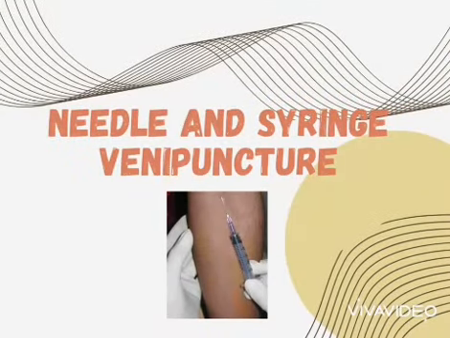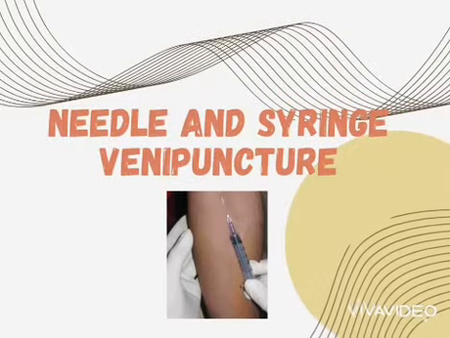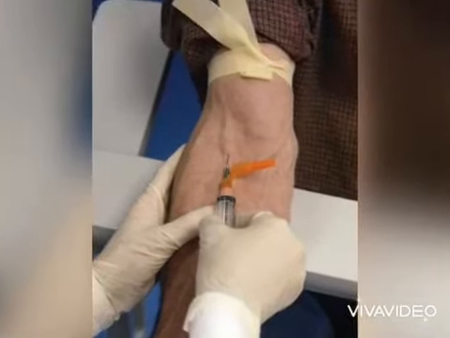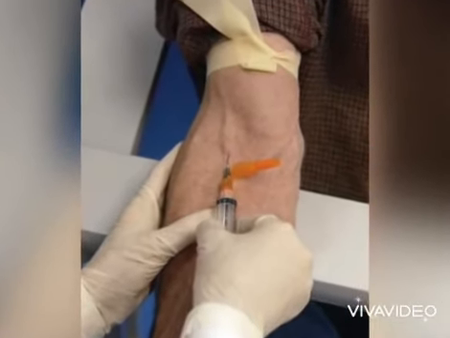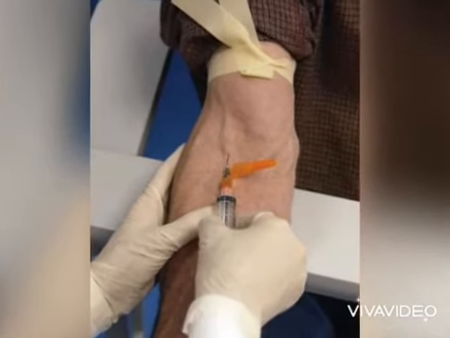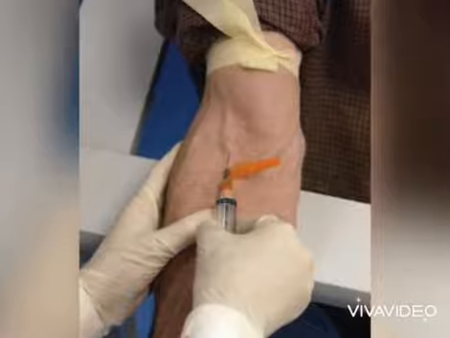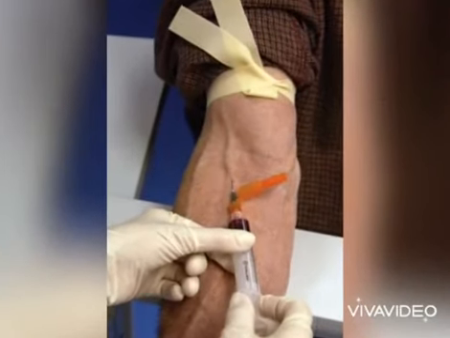Needle and syringe venipuncture. Steps 1 to 7, same as routine ETS venipuncture. 8. Prepare equipment and put on gloves. 9. Reapply tourniquet, uncap and inspect needle. 10. Ask patient to make a fist, anchor vein and insert needle. 11. Establish blood flow, release tourniquet, ask patient to open fist.